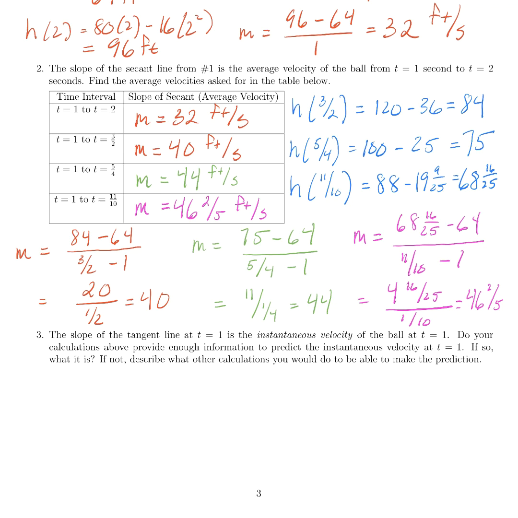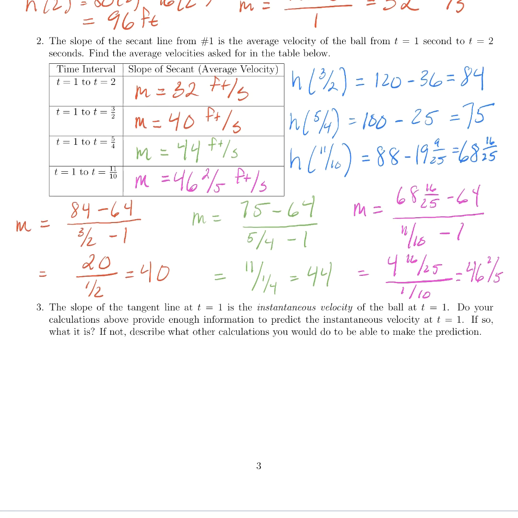Here we see our secant line slopes increasing from 32 to 40 to 44 to 46 and 2/5. I don't know what's going to happen next. I can't be certain that this is getting closer to 47 or 48 or 50. It was pretty clear in the previous example that those slopes of secant lines were getting closer to 0, but it's not clear here. So I cannot make a prediction. I cannot predict the instantaneous velocity.